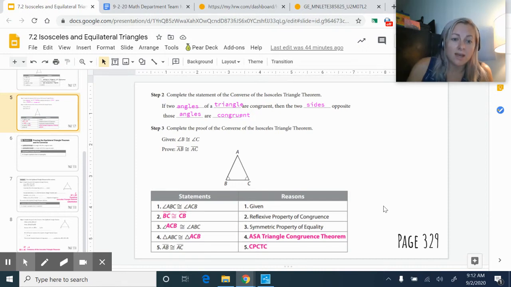Number 3, angle ACB is congruent to angle ABC because of the symmetric property of equality. They're symmetric. Number 4, triangle ABC is congruent to triangle ACB because of the angle, side, angle triangle congruence theorem. And then for 5, segment AB is congruent to segment AC. That's what we're trying to prove. Okay, so that completes the proof of the converse of the isosceles triangle theorem.